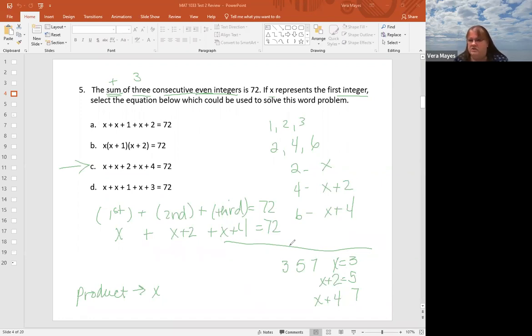So any questions on this one? It does help, I think, if you give yourself a concrete example and ask, how did I get from this number to this number? What did I do to keep going? You just keep adding 2 to get to the next odd number or to the next even number. Everybody okay? All right.